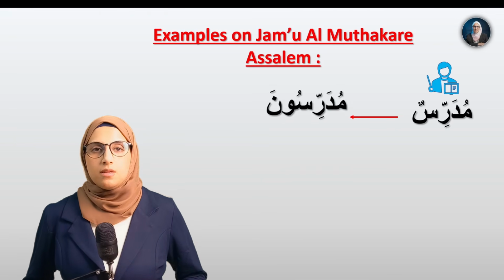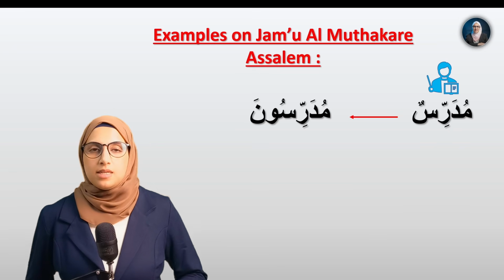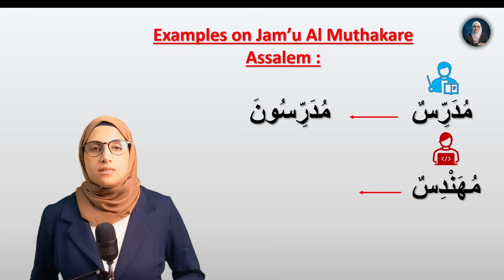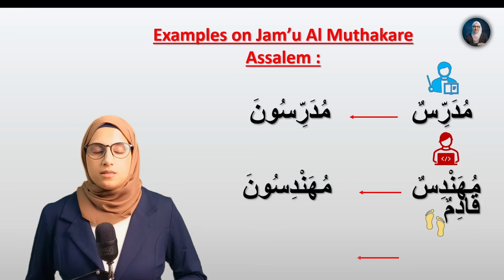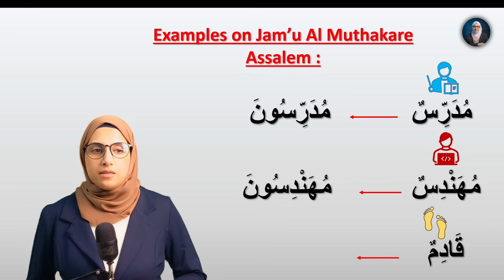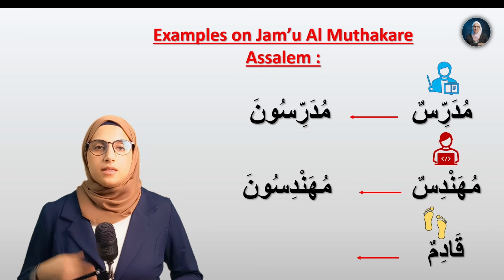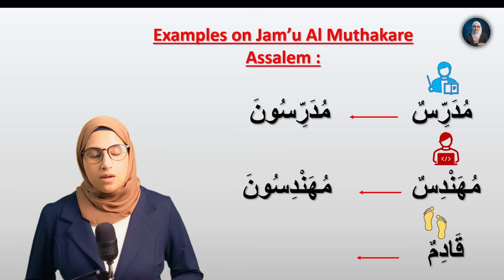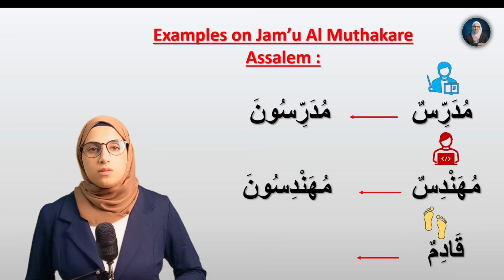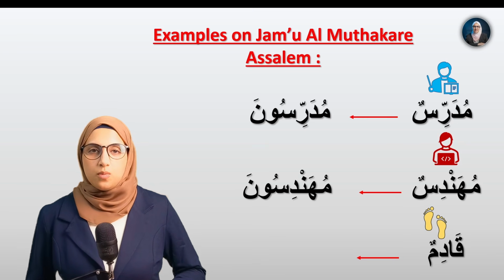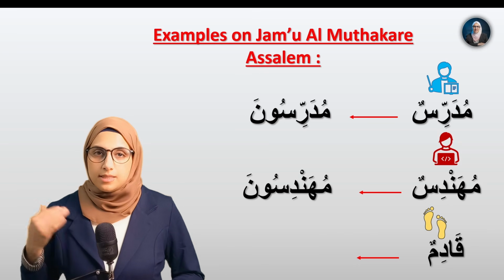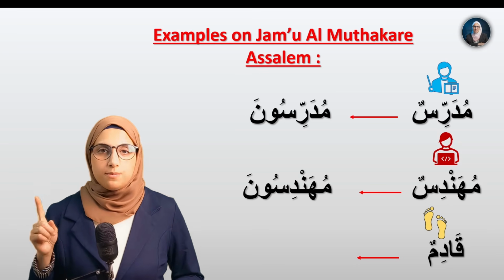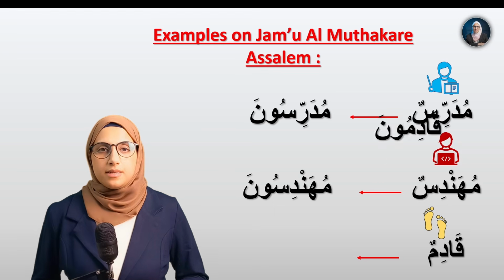مدرس, a teacher. مدرسون, teachers. مهندس, an engineer. مهندسون, engineers. قادم, coming. Someone is coming. And the adjective in Arabic can be plural. If you change the noun into plural, you have to change the adjective into plural too. قادم is for one person. One is coming.